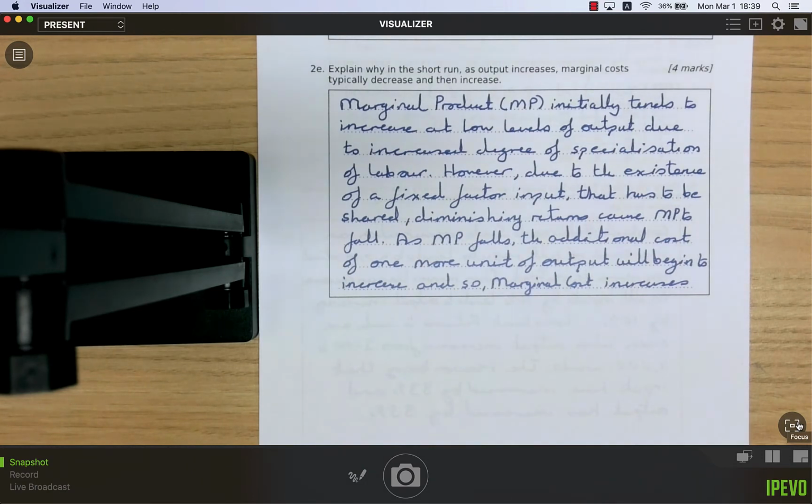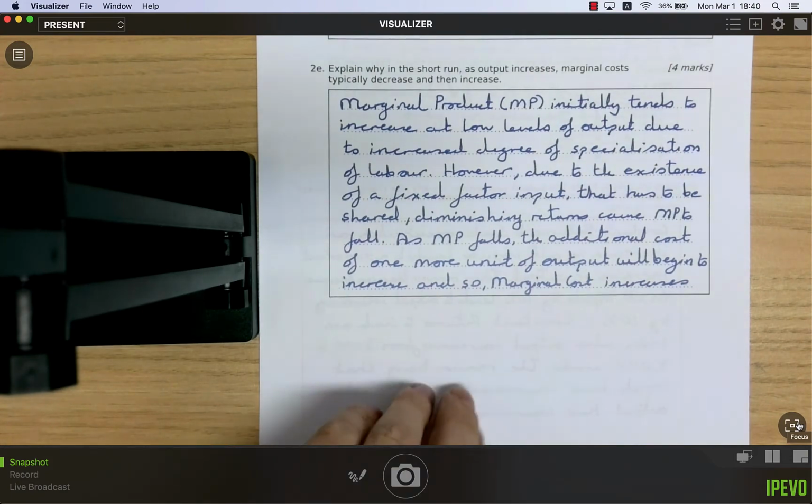So the waiting time increases that each worker has to wait for each machine. The efficiency falls because there's a lot more downtime that each worker spends not producing goods and services, but waiting on the machine. So diminishing returns causes marginal product to fall. As marginal product falls, the additional cost of one more unit of output will begin to increase. And that's what marginal cost is. So therefore, marginal cost increases.